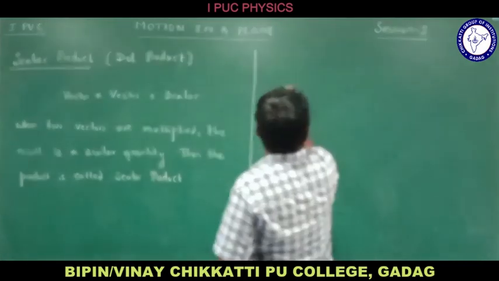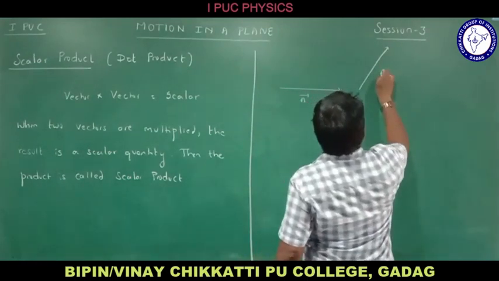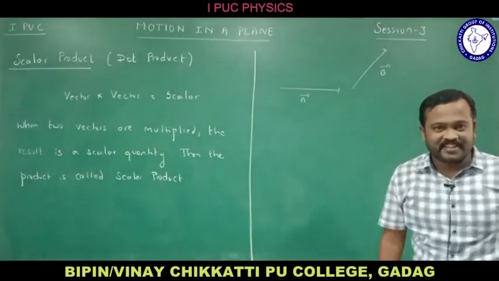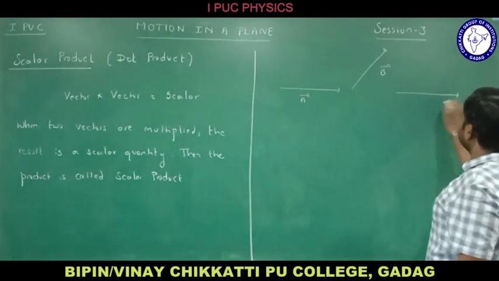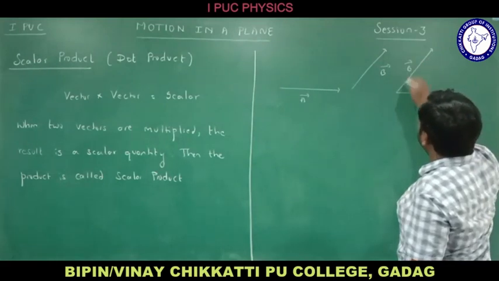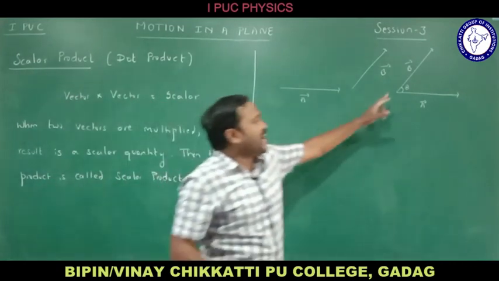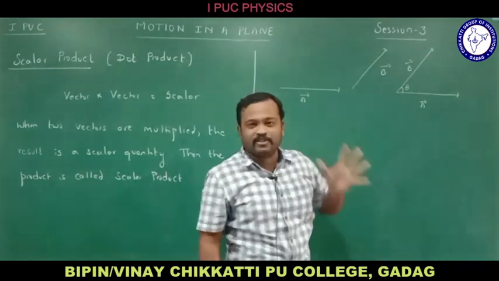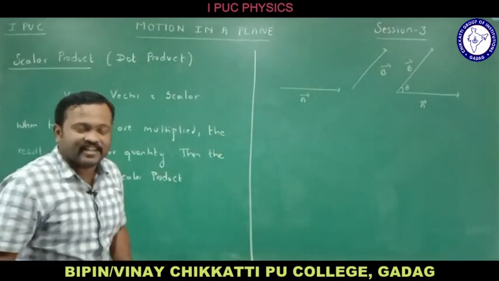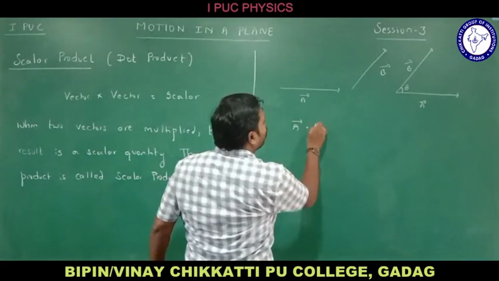Let me consider two vectors here. This is a vector and this is b vector. Let me bring a to this side, and let me bring b vector to this side. Let theta be the angle between a and b. We are multiplying these two vectors, and if the result is a scalar, that product is called scalar product. Since the result is a scalar, we write it like this: a dot b.